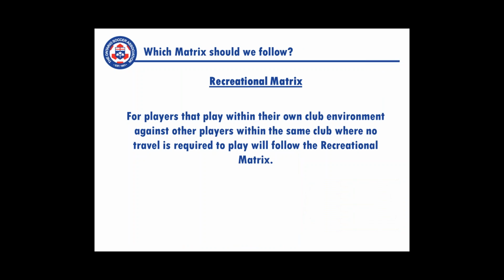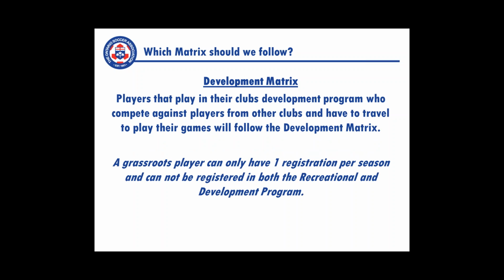So which matrix should we follow? There have been some questions asked as to what matrix applies to what team, and it's very, very simple. The recreational matrix is for players that play within their own club, in the past called house league programs. So these are players playing within their own club. They're not traveling outside of their club to play against other clubs in competition. So those players, those teams would follow the recreational matrix.